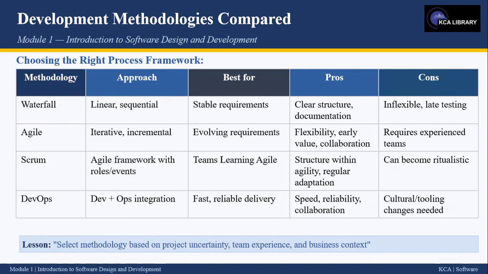How do we choose a methodology? It depends on your project uncertainty. We have waterfall for stable, linear projects. We have agile when requirements are evolving. We have Scrum for teams that need structure with agility, and DevOps for teams focused on speed and reliable delivery. There is no best way, only the right way for your specific business context.